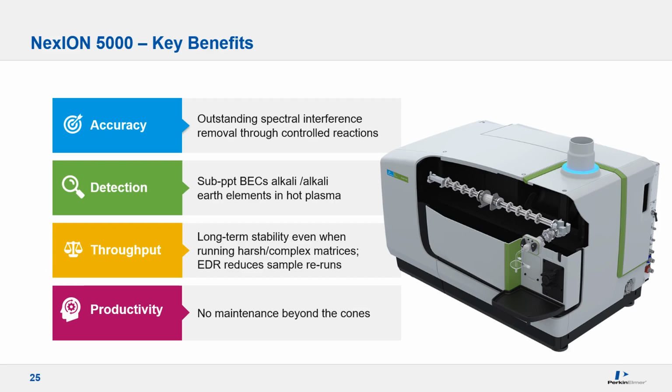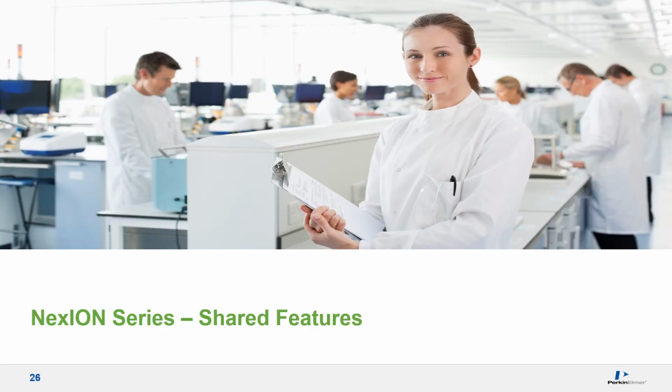And the key benefits for the 5000 would therefore be outstanding interference control, detection capabilities, sub-PPT BECs, and the throughput advantages of the NexION product line in general, with its outstanding long-term stability due to its interface QID design. And that will eliminate a lot of maintenance and therefore increase productivity. So we have a few shared features also of the NexION series, which I want to highlight in the following yet.